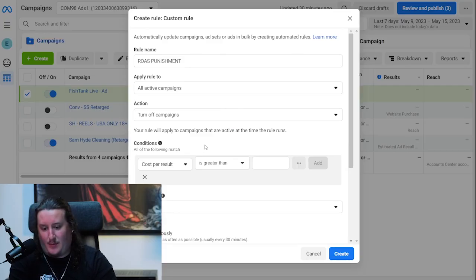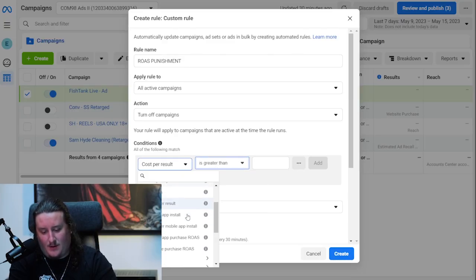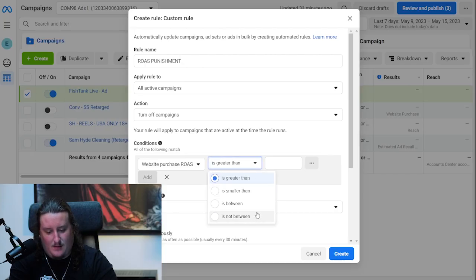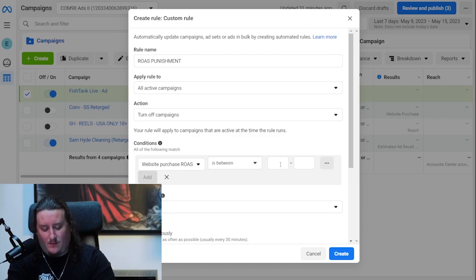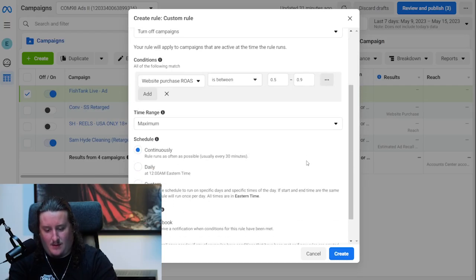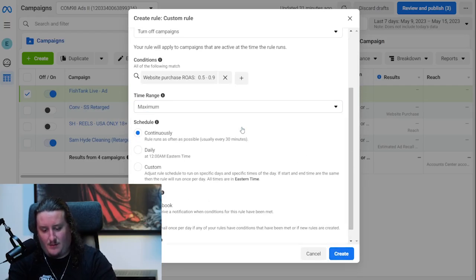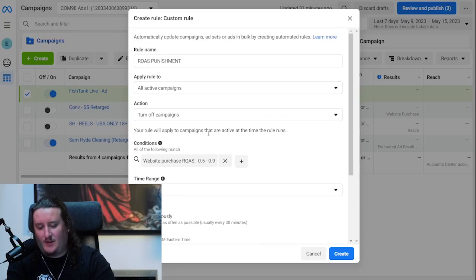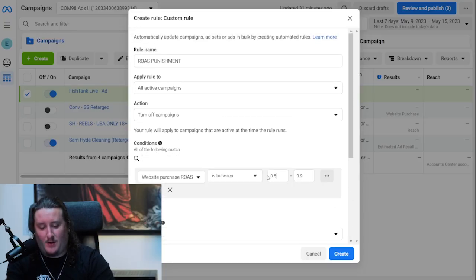So now let's create the punishment campaign, okay? So the cost per result, we're gonna go to ROAS, website purchase ROAS, and then we can set between 0.5 to 0.9, time range, maximum, continuously. And then what that'll do is if any ROAS campaign, actually we'll probably want to give it the full range, 0.1 to 0.9, that's what I do.